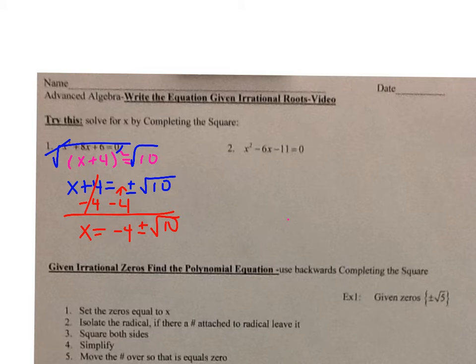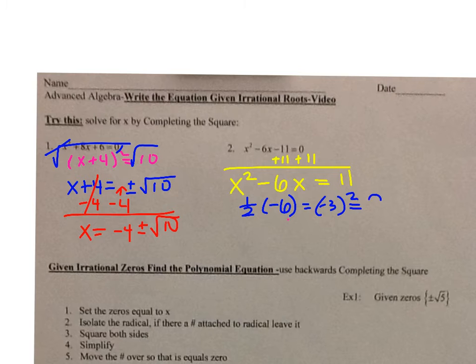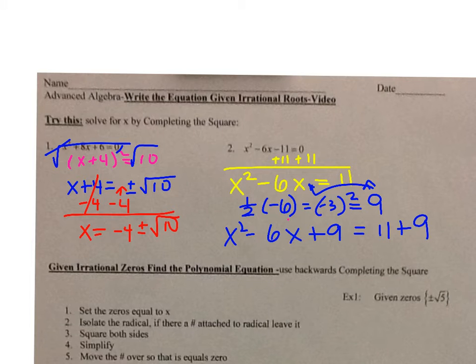All right, same thing. I'm going to isolate, move the constant over, so I'm going to add 11 to both sides. So I get x squared minus 6x equals positive 11. All right, now we're going to do half of negative 6, which is negative 3. Squared is positive 9. Add that to both sides. So I get x squared minus 6x plus 9 equals 11 plus 9. All right, so 11 plus 9 is 20.